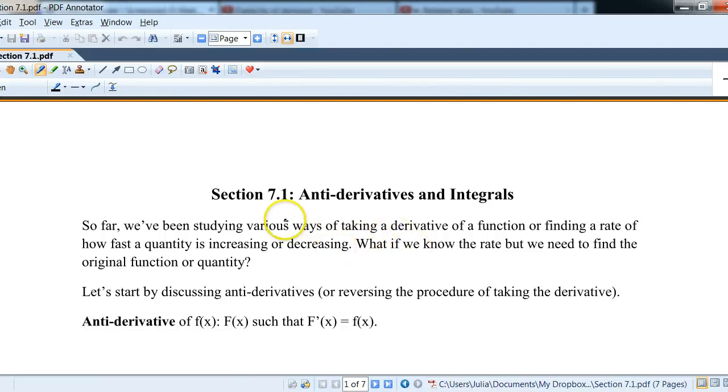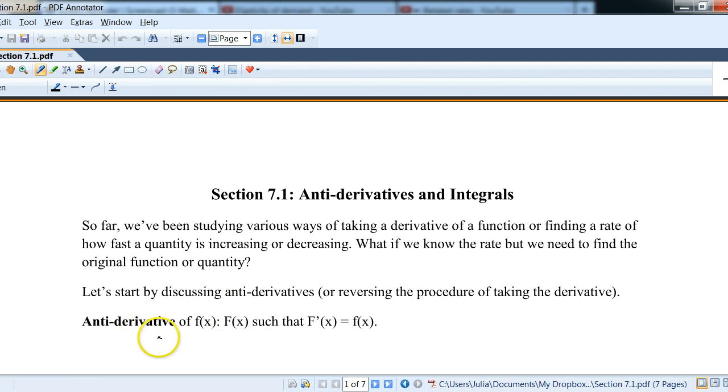Now we are ready to begin a new chapter for our class. We're going to close the chapter on derivatives. We're going to use everything and synthesize everything to talk about antiderivatives and integrals and how they play a part in calculus as well. So let's take a look at what we know so far.